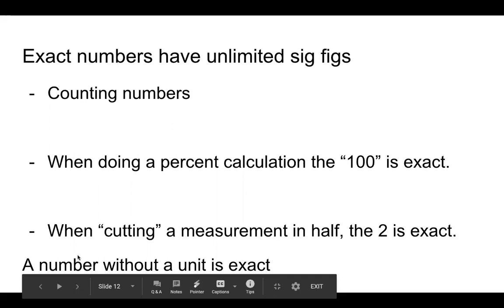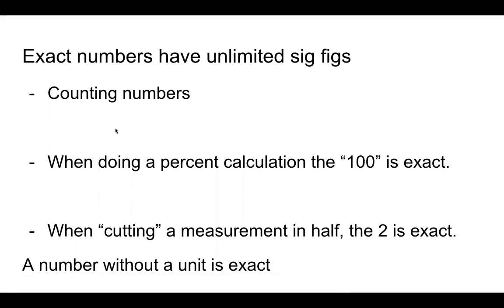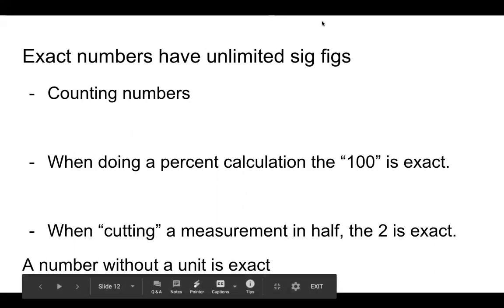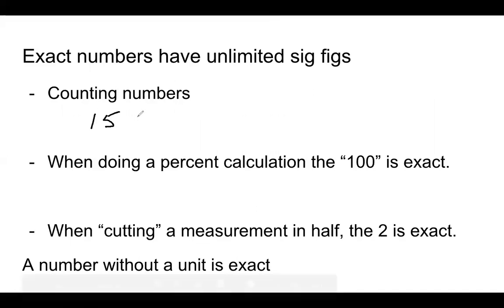Oh, no, I forgot. We have to talk about exact numbers. So if we have counting numbers, let's say there's people in a room and I count them up. Okay, I count them up and I count that I have 15 people in the room.